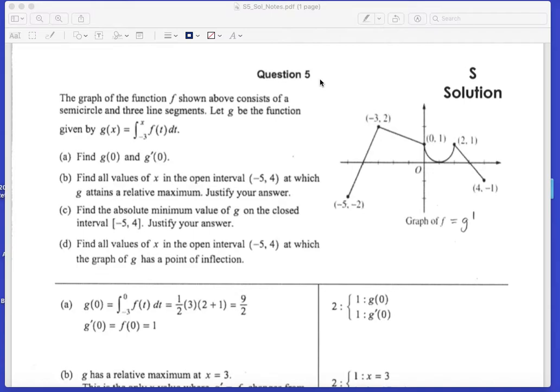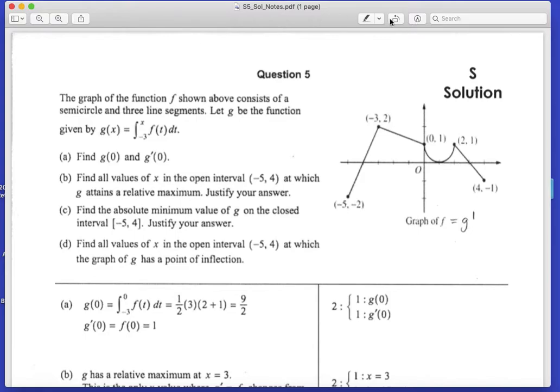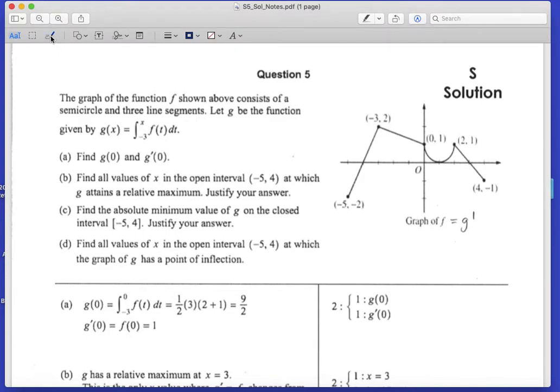Here's the solution to S5, a classic area function problem. By that I mean they're going to give you the graph of some function, and then they're going to ask you questions not about this function that they've graphed, but about an area function that's made up of this graph. So this is the graph of f.